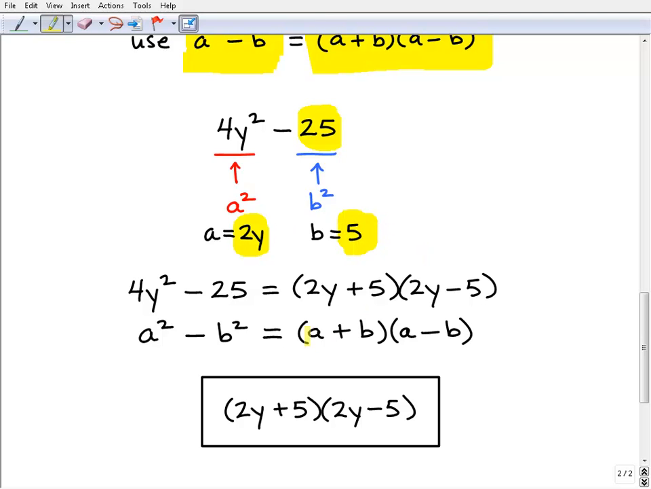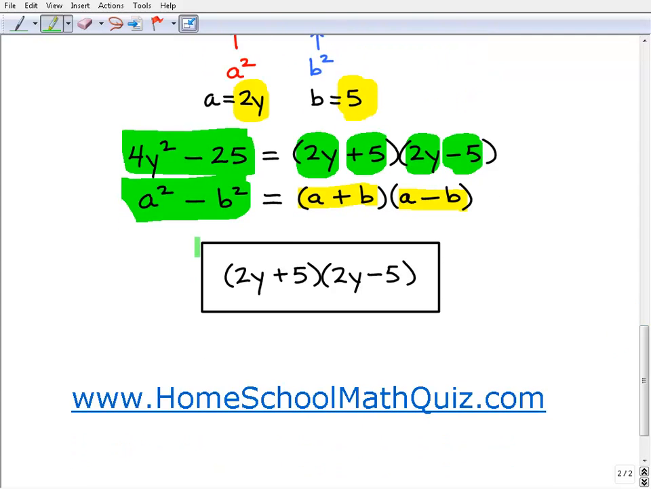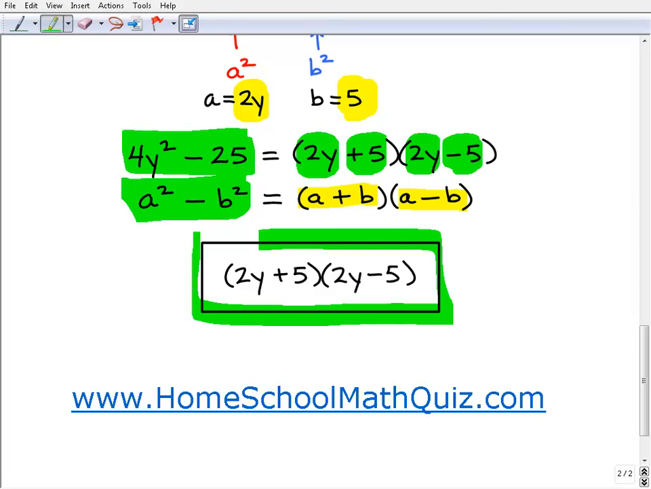Now we want to write the expression a plus b times a minus b. So you can see here that I have a plus b times a minus b. That is our rule: a squared minus b squared is a plus b times a minus b. And then, of course, this is our a squared minus b squared. And that leaves us our final factoring. Our solution here is 2y plus 5 times 2y minus 5.